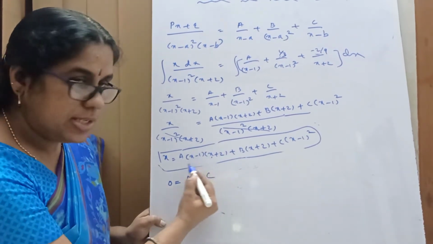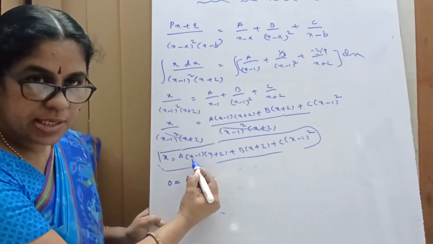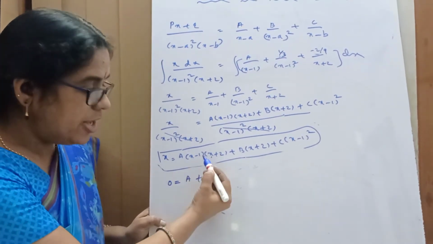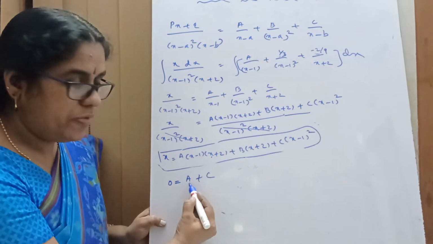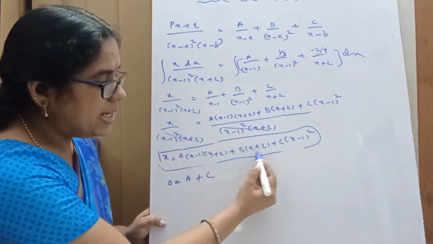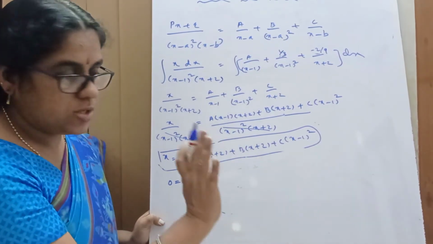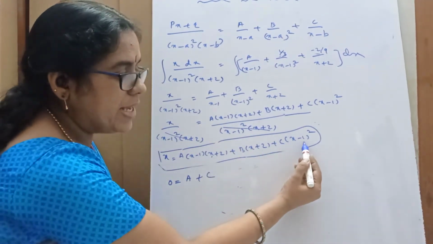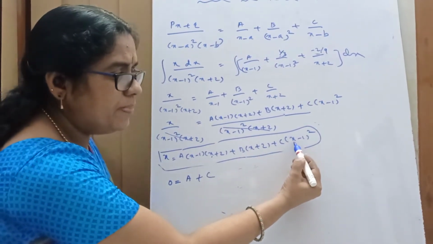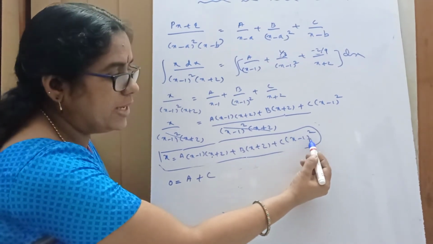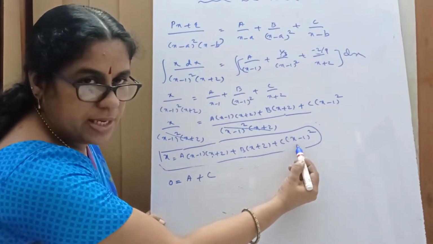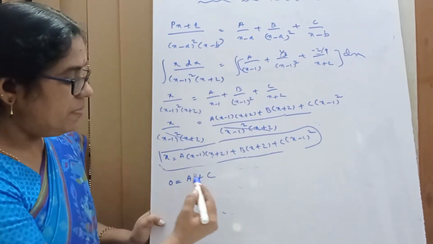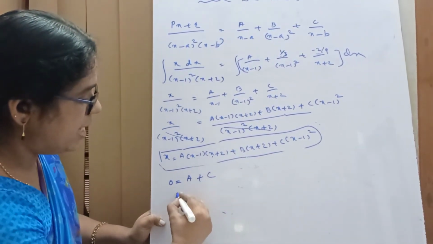Then in the first term, if you expand this, you will get a term containing x square, and the coefficient is a, because a is outside. A into x square, a x square. In the second term, there is no term containing x square, so the coefficient is 0. So I am not writing that step there. If you expand the third term, you will get x square minus 2x plus 1. Multiplied by c, you will get the coefficient of x square as c. So a plus c.